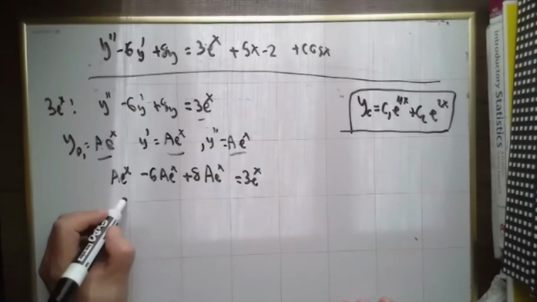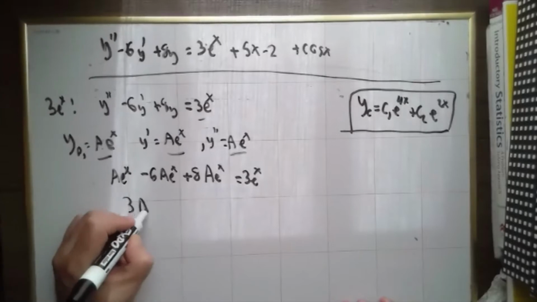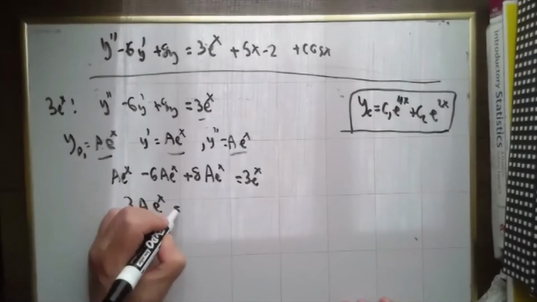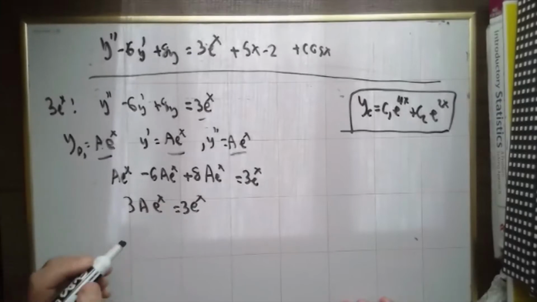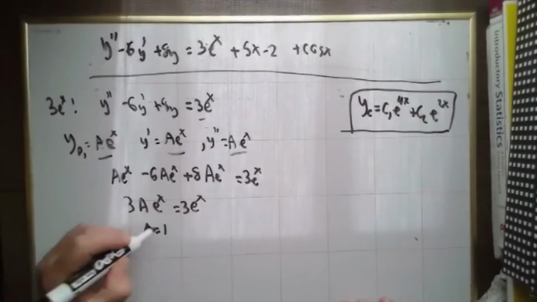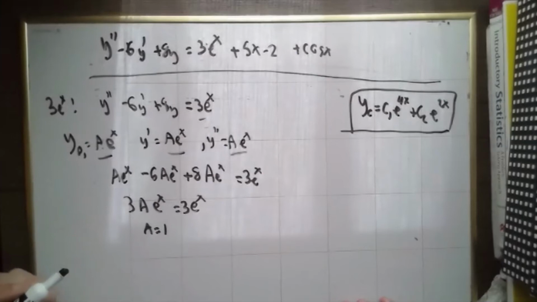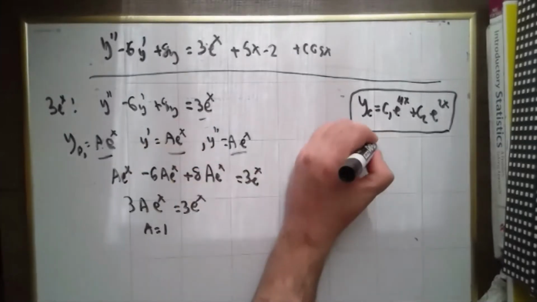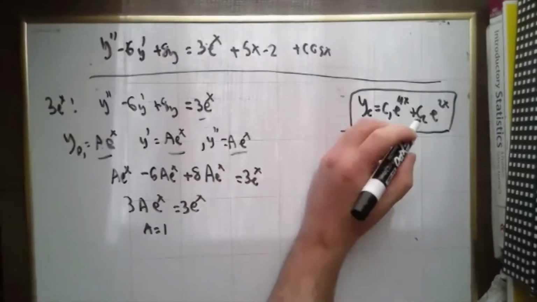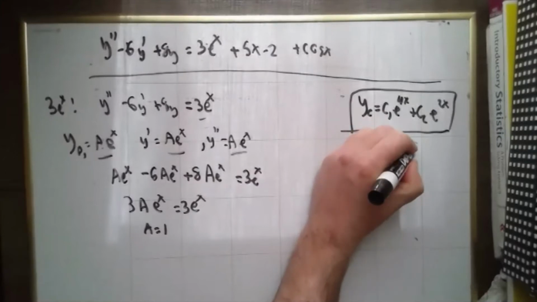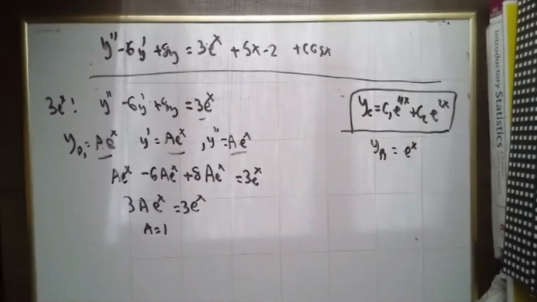Right? I think we get 3a e to the x equals 3e to the x. So a must be 1. Again, that's coincidence that we got 1. I literally just made numbers up. So my first particular solution is just 1 e to the x. No constants of integration on the particular solution.